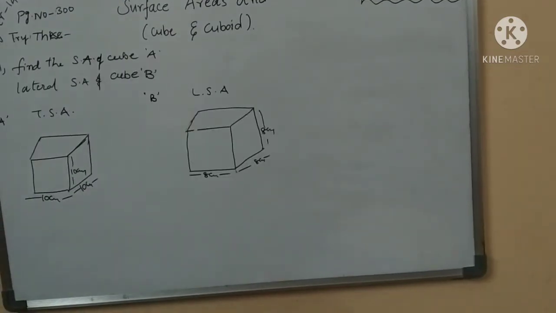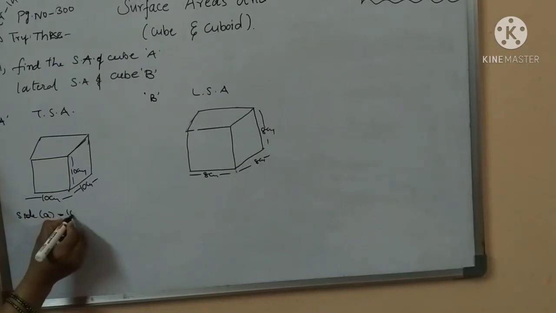Next, page number 300. Try this first one. Find the surface area of cube A and the lateral surface area of cube B. When it asks for surface area, we find the total surface area. When it particularly asks for lateral surface area, we find that. Here it is given as surface area only, so we find the total surface area. So the first one is to find the surface area of cube A. What is the cube's total surface area formula? Here the side is given.